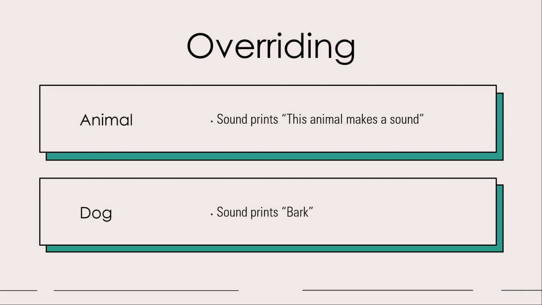For example, if we had a superclass animal that has a method called sound, which prints out this animal makes a sound, we can override this method in our dog subclass to print out bark instead. Here, if we want to access the sound method in our superclass animal from the subclass dog, we can use the keyword super followed by a dot and the name of the method we want to use.